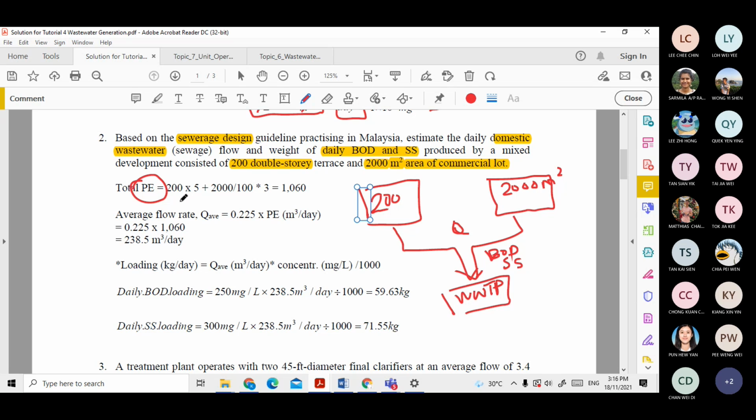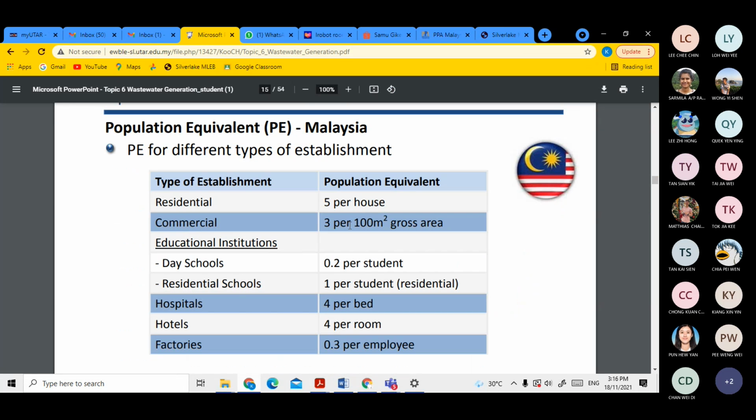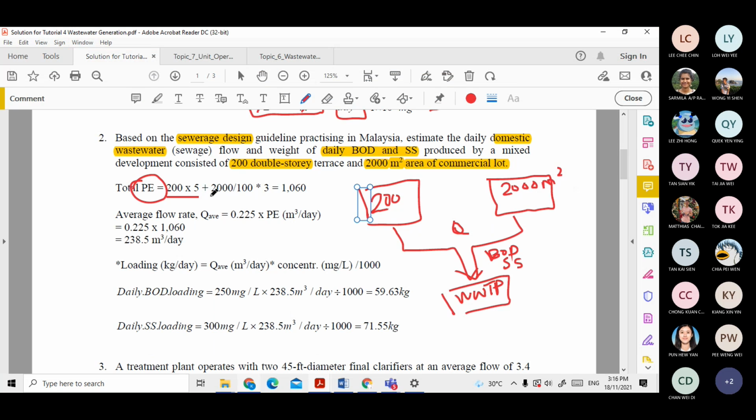So now we have 200 double story times 5, so this is the PE for the double story. Then for the commercial lot, it is 3 PE per 100 meters square, so we have 2,000 meters square, and this is the PE for the commercial lot. These two total up to 1060 PE. So we have this 1060 population, who are using the water for activity, for cleaning, for cooking, and eventually produce the wastewater that will be centralized into this wastewater treatment plant.